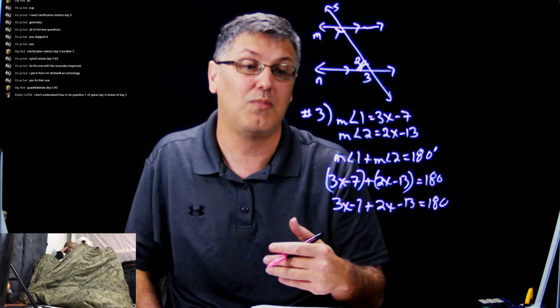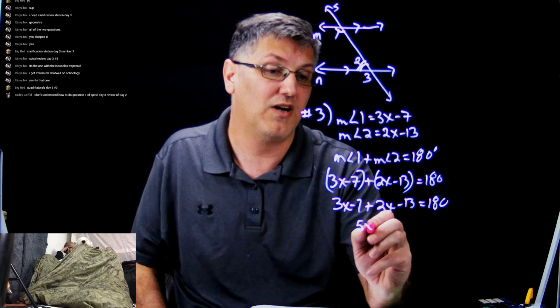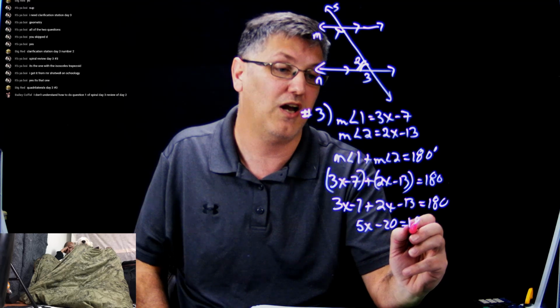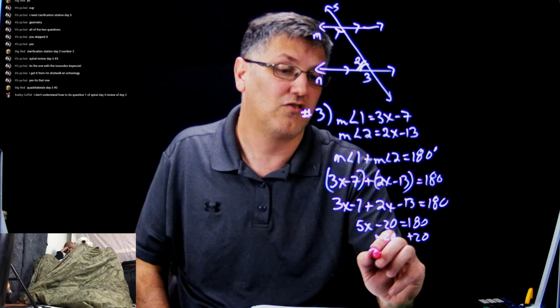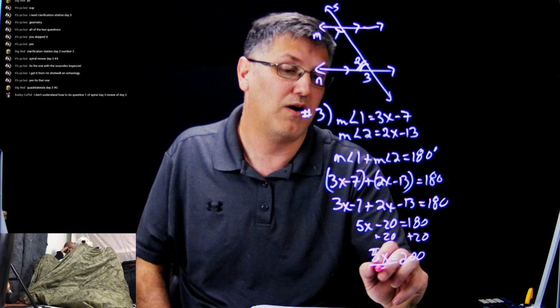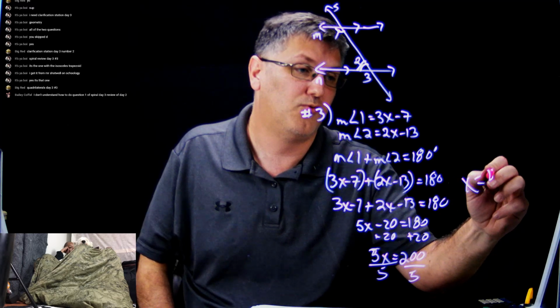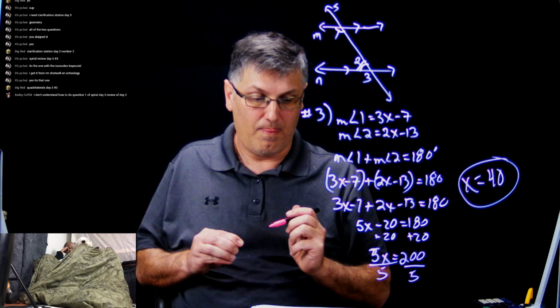Now this is just combine like terms and solve for x. So 2x and 3x gives me 5x. Negative 7 minus 13 gives me negative 20, equals 180. Add 20 to both sides. This gives me 5x equals 200. Divide by 5. x equals 40. Done.